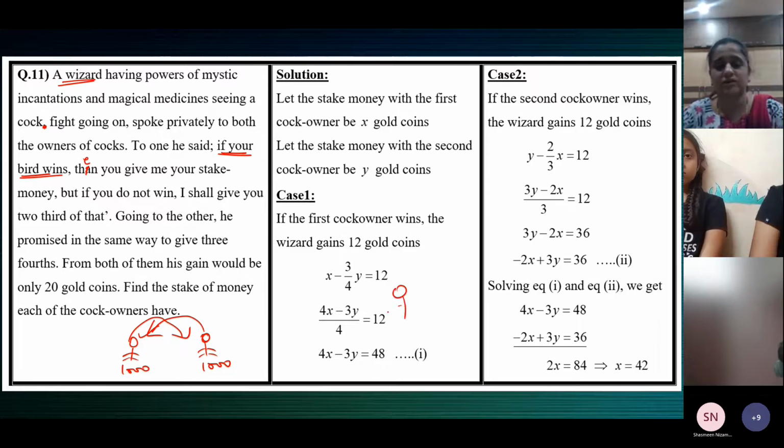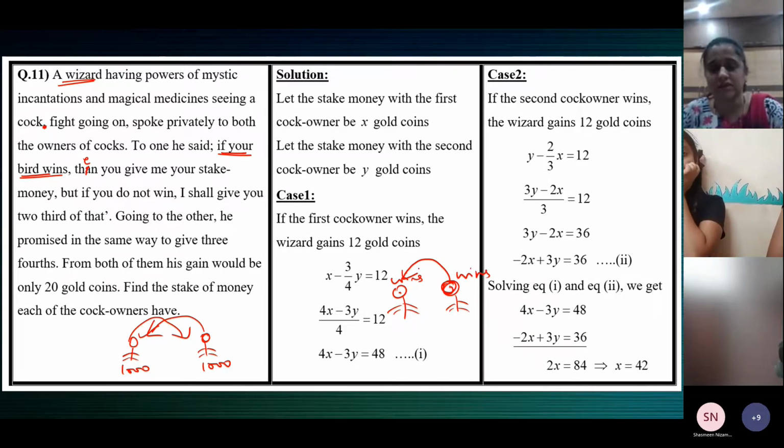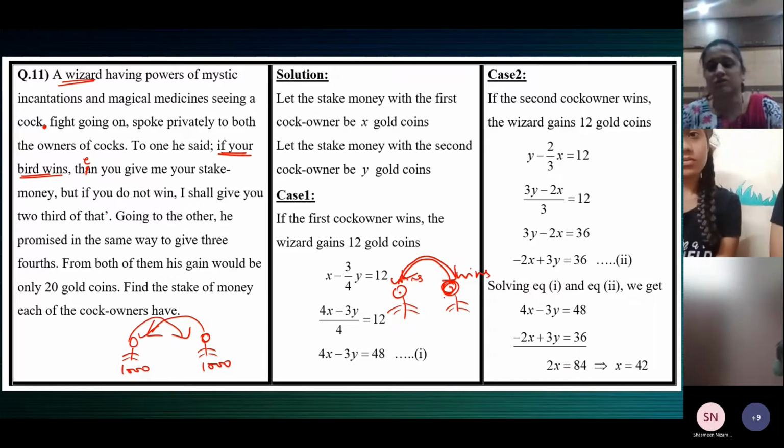So the owners of the cocks. If this person's cock wins, that means this one loses, so he has to give the money to this person. But if this person's cock wins the fight, then this owner has to give the stake money they had to this person.